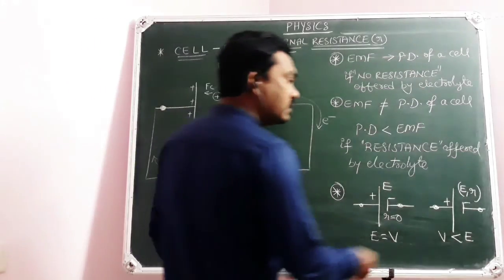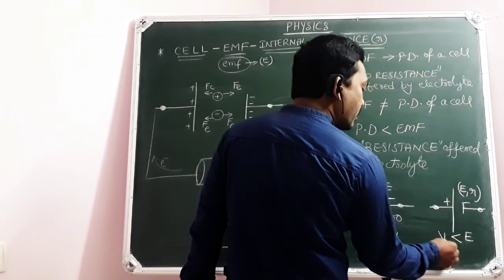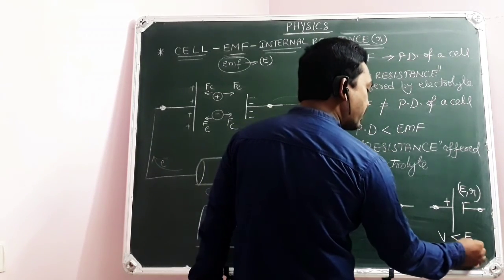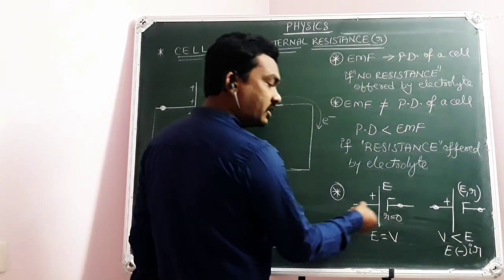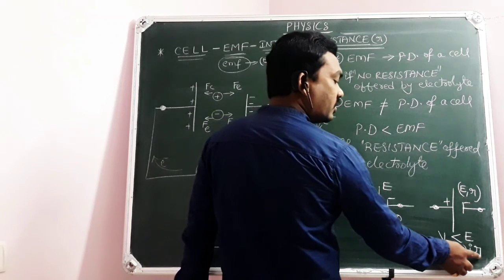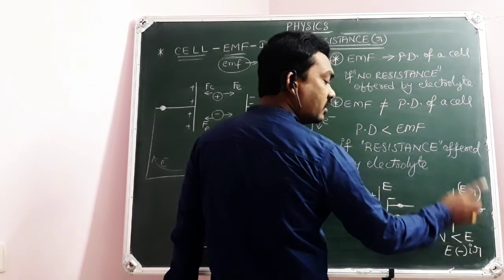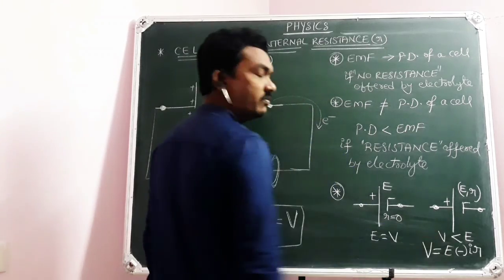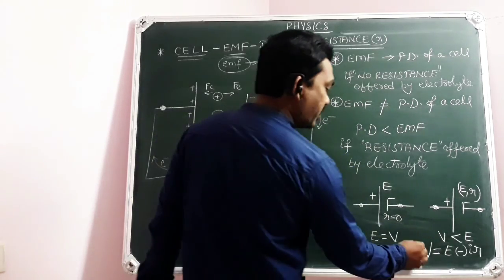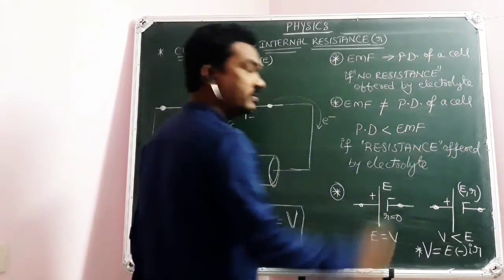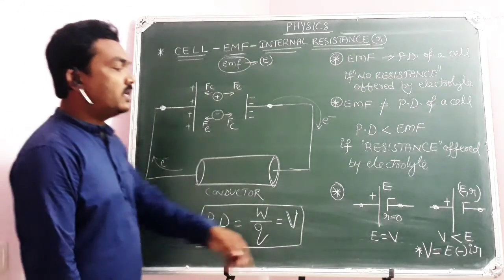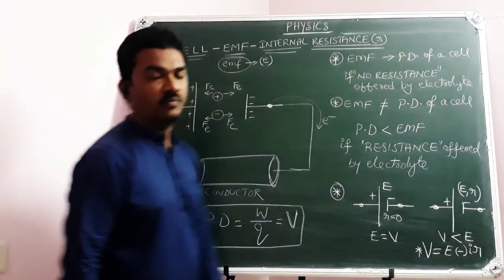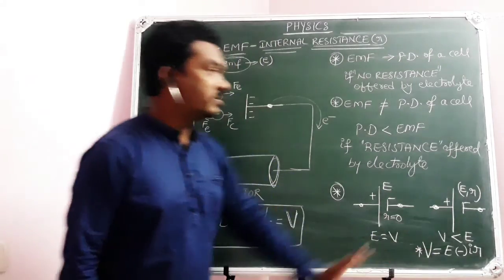But here in this case, out of E, some potential will be dropped. IR potential will be dropped. If I is the current drawn from the cell, then because of internal resistance r, Ir potential will drop, then finally V is left. I will give more clarity on this point, you have to wait. So ultimately the potential difference across the terminals of the cell will be less than EMF.